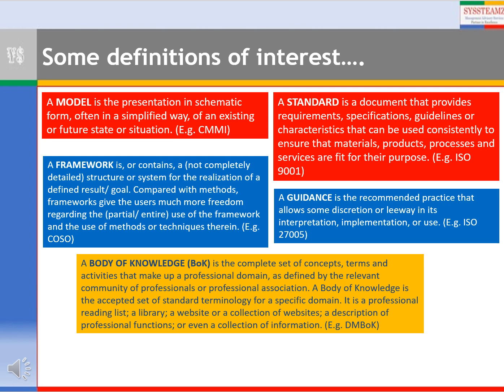Example, ISO 9001. A framework is, or contains, a structure or system for the realization of a defined result or goal. Compared with methods, frameworks give the users much more freedom regarding the partial or entire use of the framework and the use of methods or techniques therein. Example, COSA. A guidance is the recommended practice that allows some discretion or leeway in its interpretation, implementation, or use.